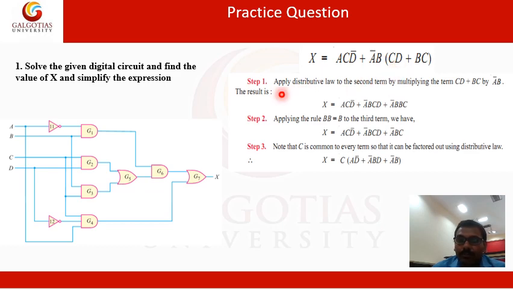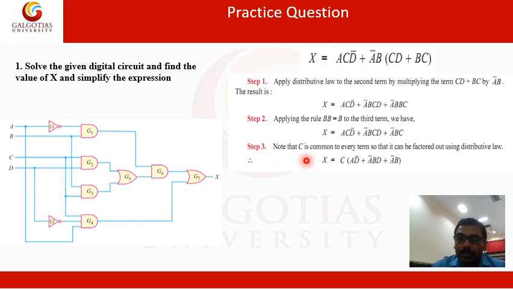First we apply the distributive law to the second term. If we multiply A bar B with each term inside the bracket, we will get A C D bar plus A bar B C D plus A bar B B C. Since we know that B dot B is equal to B, we further simplify it in step 2. After simplification, it becomes X is equal to A C D bar plus A bar B C D plus A bar B C.